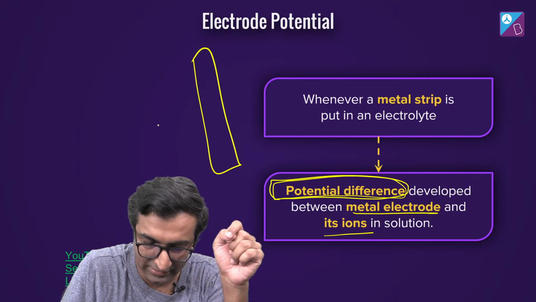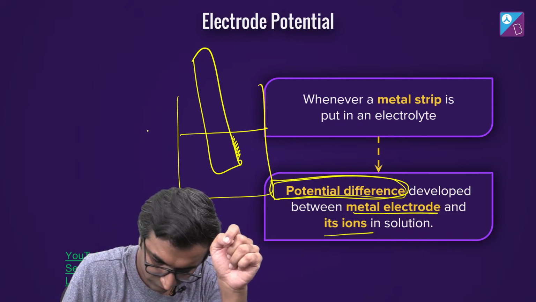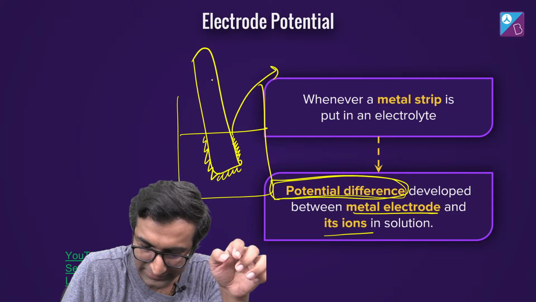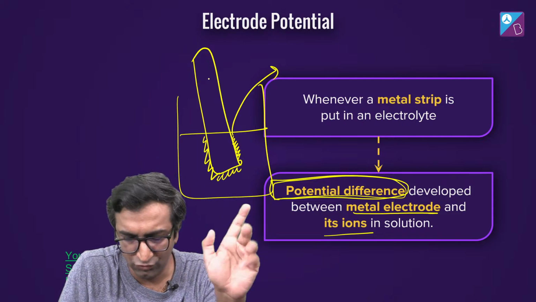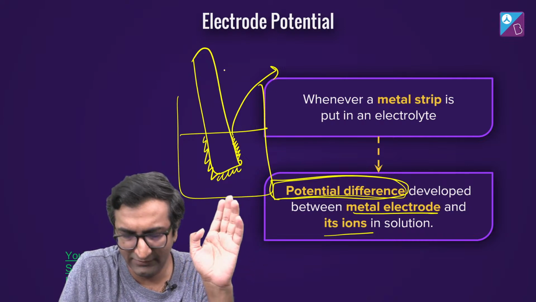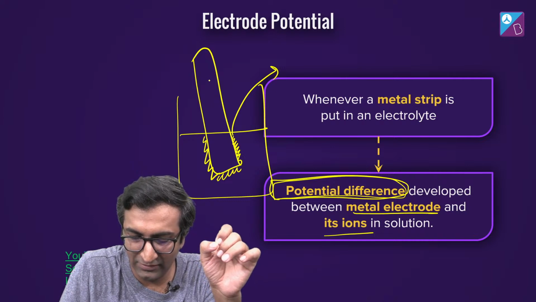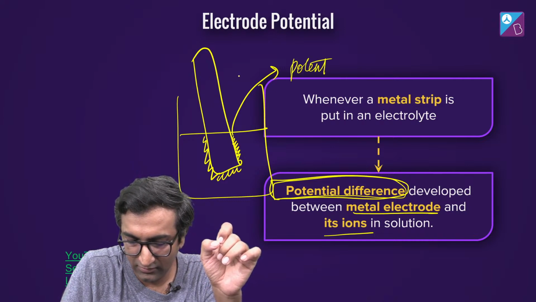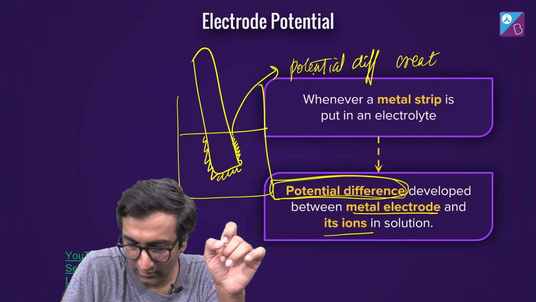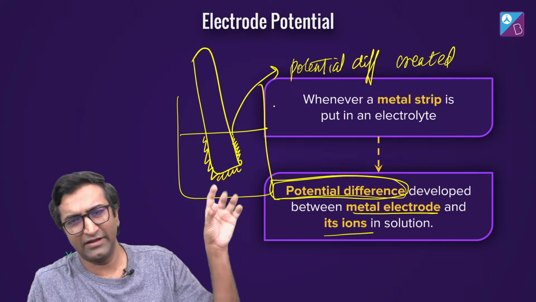So right over here, on the surface of the metal, there is some reasoning. We won't go into too much detail. If you want to, you can read up on it later. There's something called Helmholtz double layer, etc. There is a reasoning behind some potential difference being created over here. That's what I was calling the tendency. How will we measure the tendency? There's a way to do that.